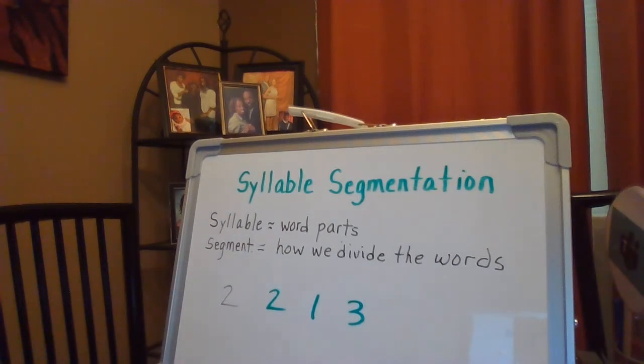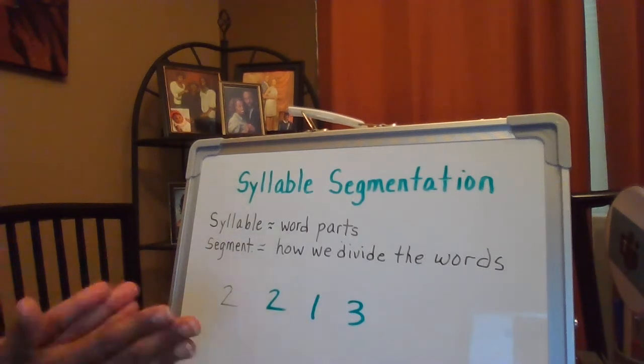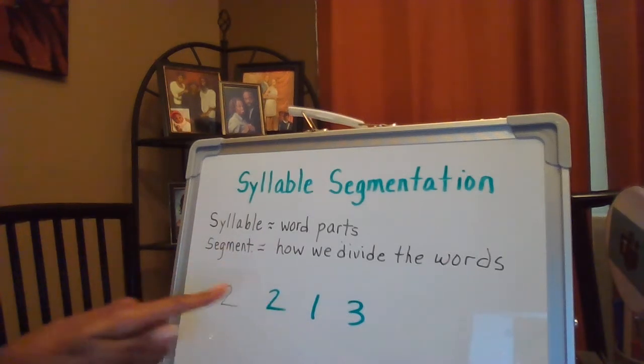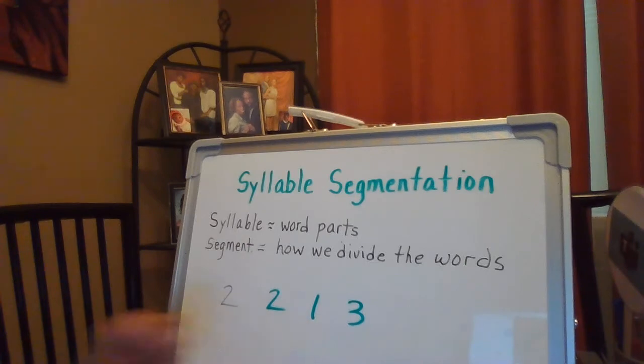The next word, hop. Hop. How many syllables? 1. Next word, rabbit. Rabbit. How many syllables? 1. Try again. Rabbit. 2. And the last word, animal. Animal. How many syllables? 3.